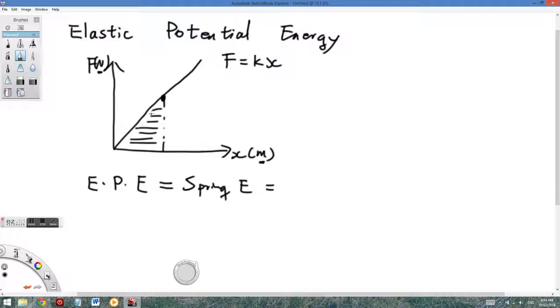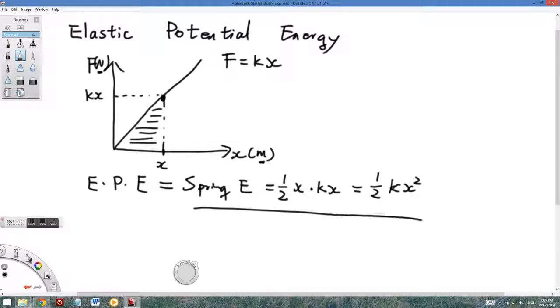If I want to calculate the spring energy, say this is my x. Now the vertical one will be my kx. The area under the graph is a triangle, so use the rule for a triangle: half the base times the height. Then you have the spring energy equation, half kx squared. This is for spring energy. So write this equation down in your notebook.